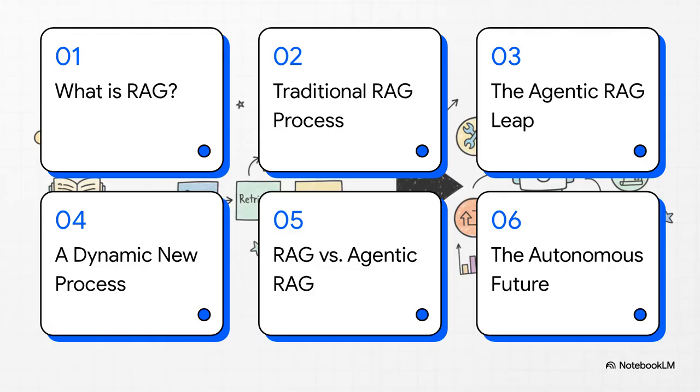Here's what we've got on tap. First, we'll get the basics of RAG down. Then, we'll look at how the traditional process works before jumping into the huge leap that is Agentic RAG. We'll put them side by side to really see the difference, and then we'll look ahead at what this new autonomous future could actually mean.